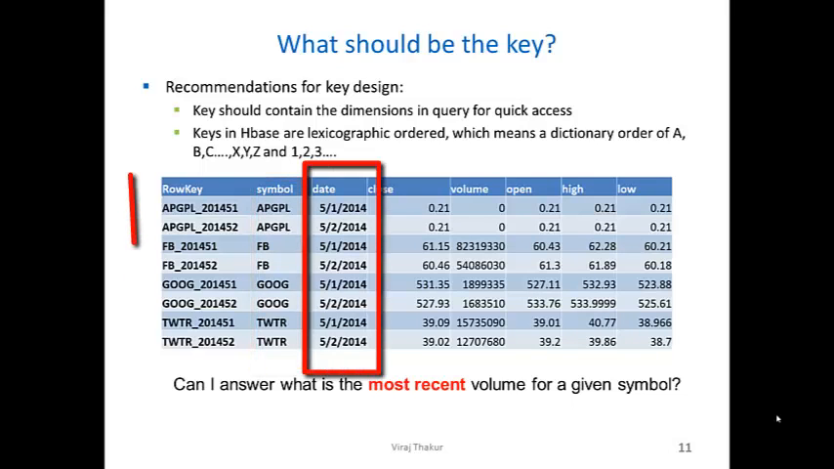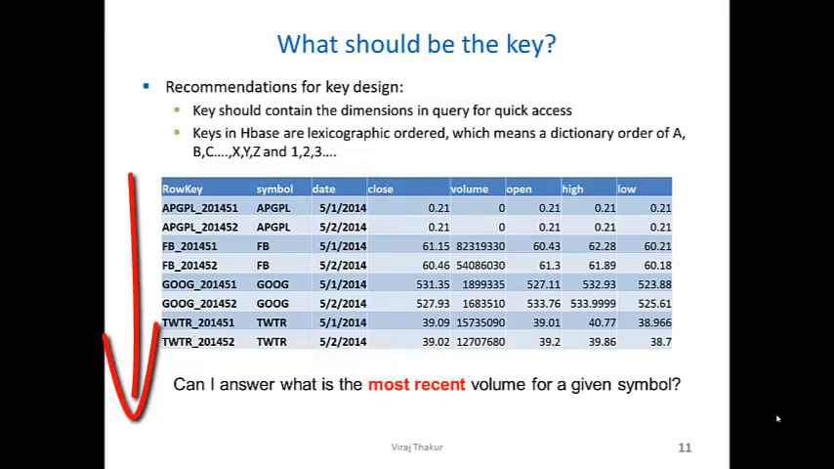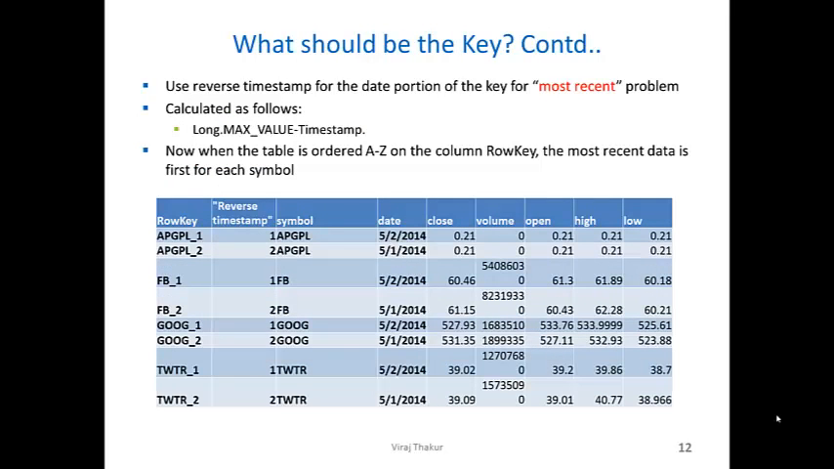Once I order the table A to Z, the first row for each symbol is the oldest row. With this kind of model, can I answer what is the most recent volume for a given symbol? To address the most recent problem, it is recommended to use a reverse timestamp for the date portion of the key.